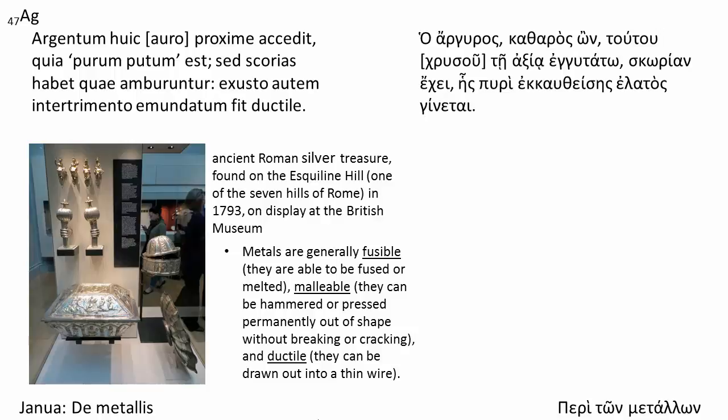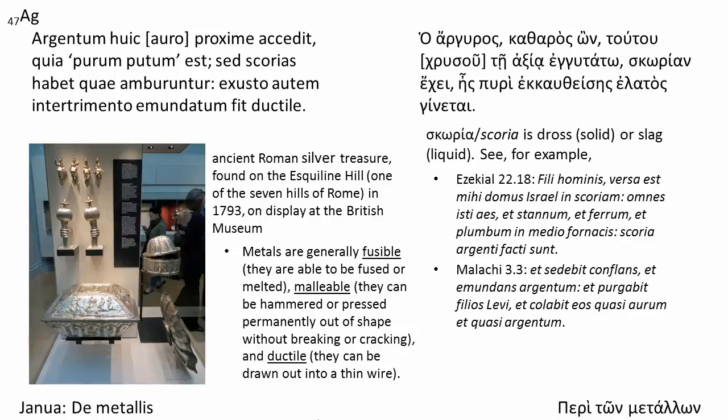Silver and metals generally are fusible, malleable, and ductile. Scoria is solid dross or liquid slag.